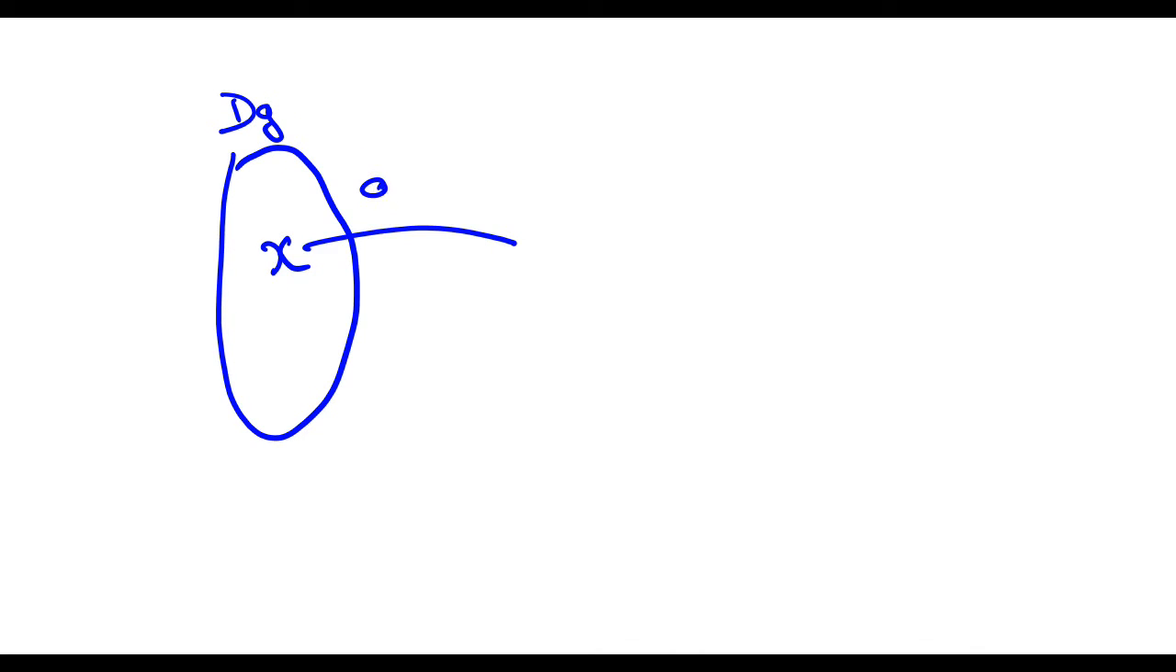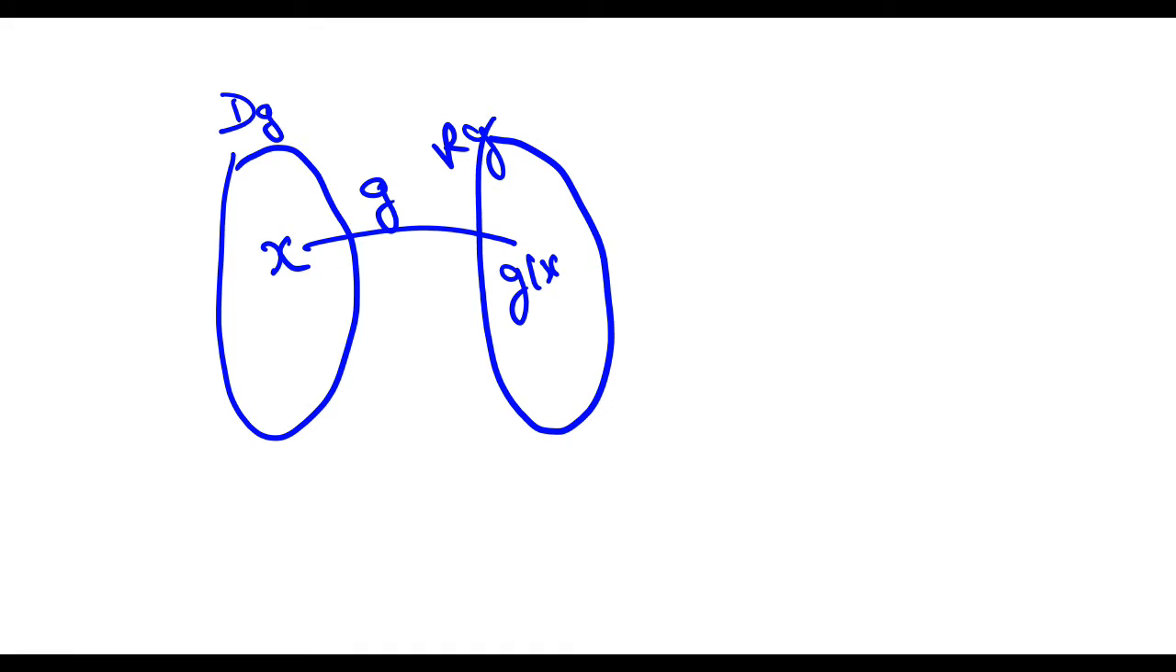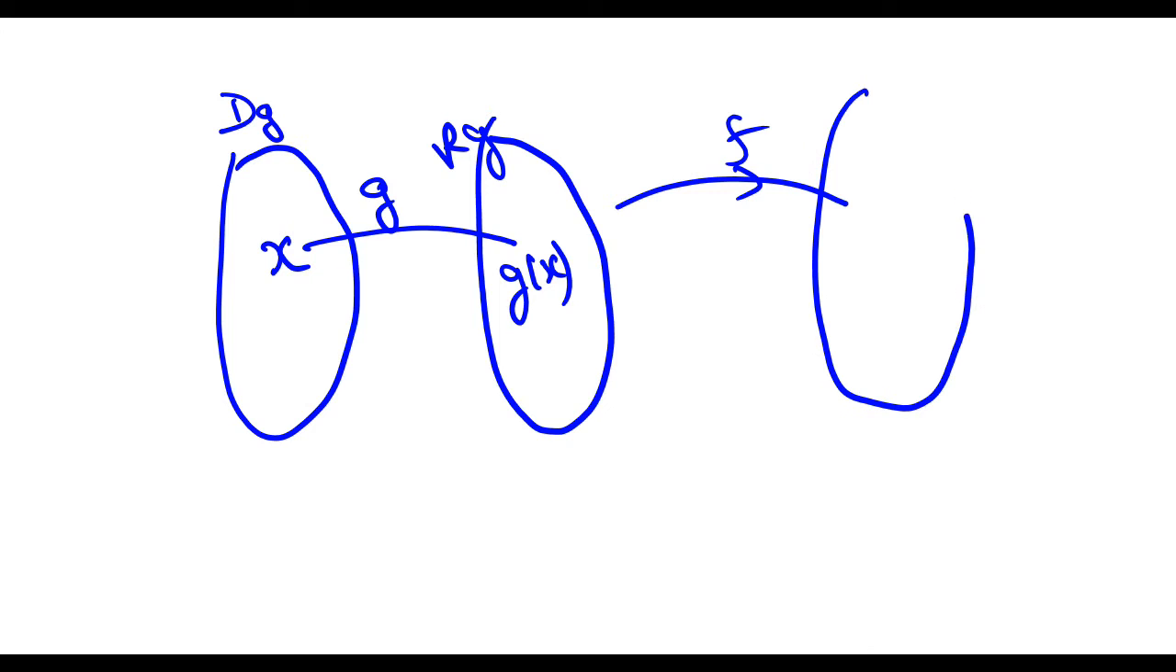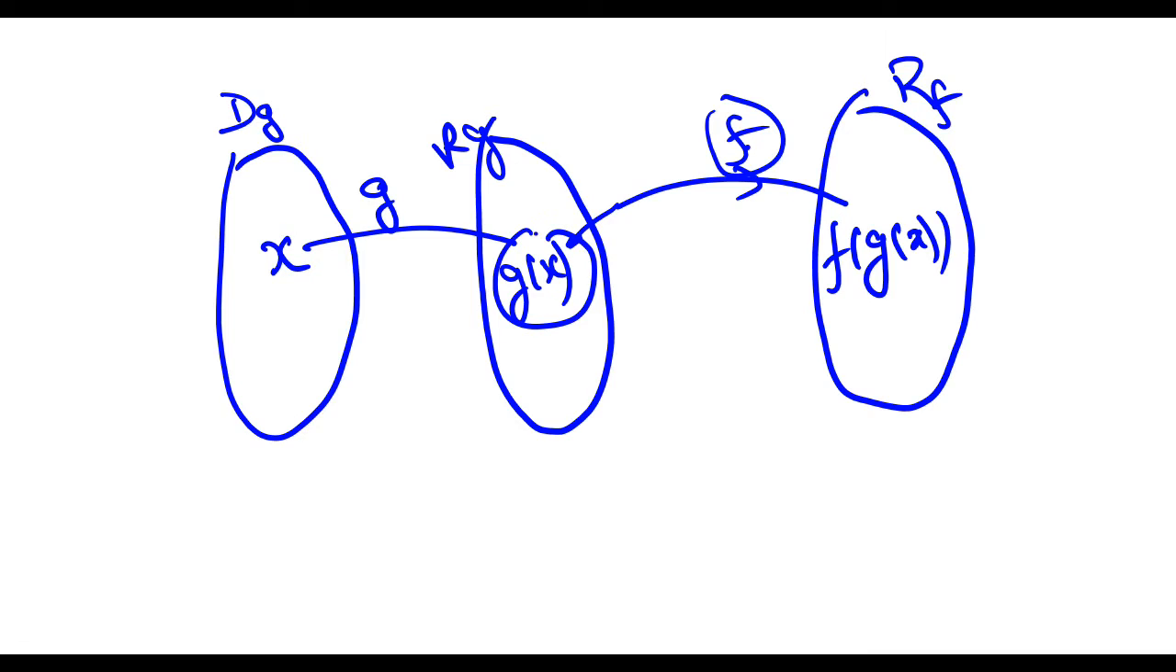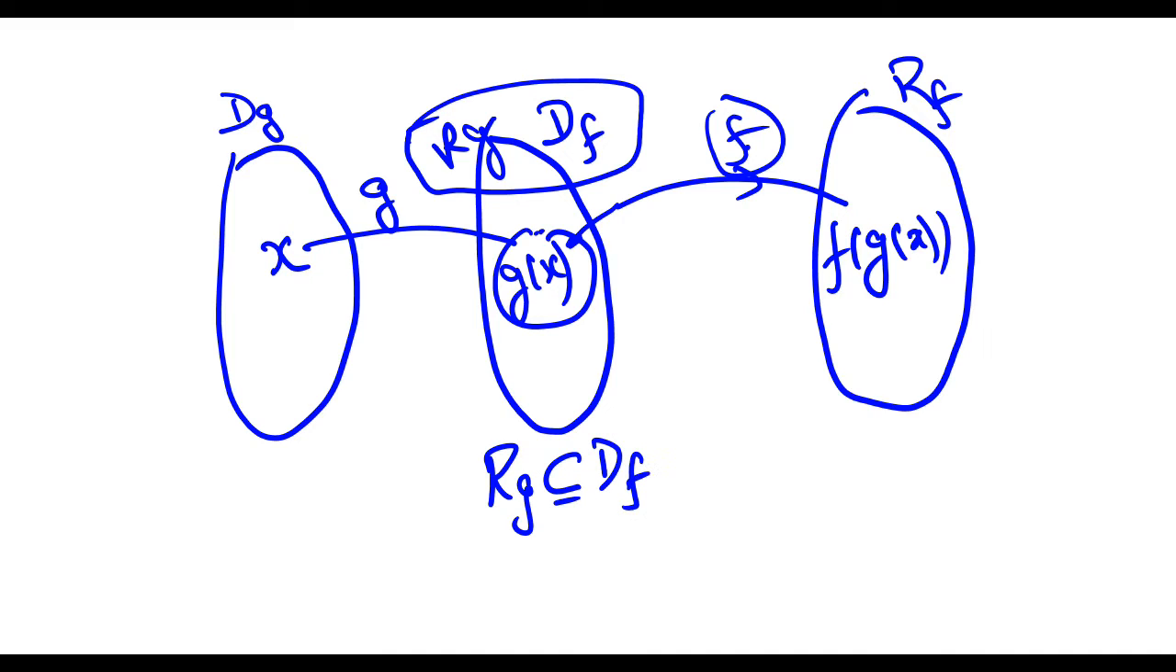So if I make a clear diagram, domain of g, you start with x and you do the operation g and you get the range of g, which is g of x. And you have f here, and if you do f on this g of x, you'll get f of g of x, which would be the range of f. Because f is operating on g of x, this g of x should be in the domain of f. So range of g and domain of f play a very important role here. In this case, the range of g should be a subset of the domain of f. Otherwise, you cannot do that.